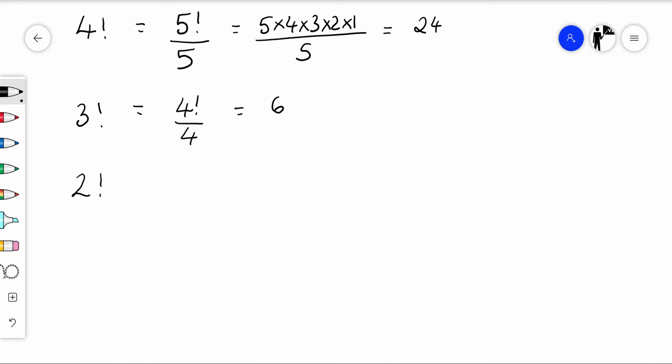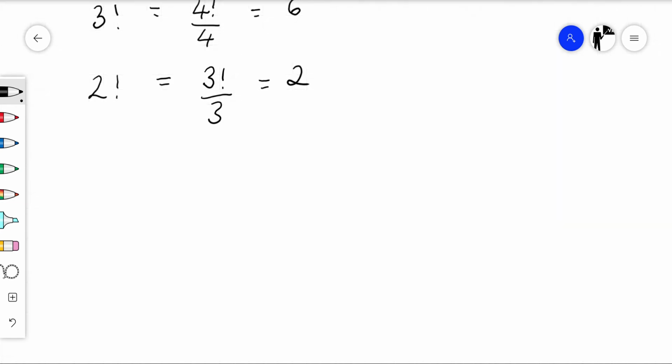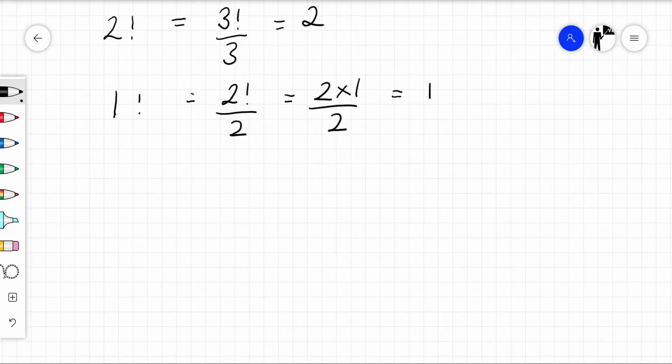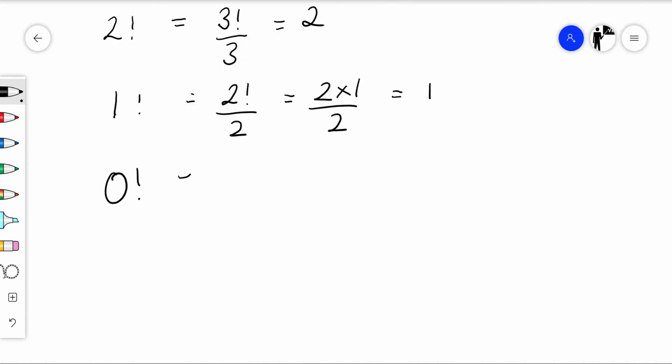2 factorial we could think of as 3 factorial over 3. 3 times 2 times 1, that's 6 over 3, which is 2. 1 factorial we could think of as 2 factorial over 2. 2 times 1 over 2, 1 factorial is 1. But if we then therefore define 0 factorial as 1 factorial over 1, well, that's going to be 1 over 1, which is 1. Therefore, 0 factorial is equal to 1. That's way number 2.